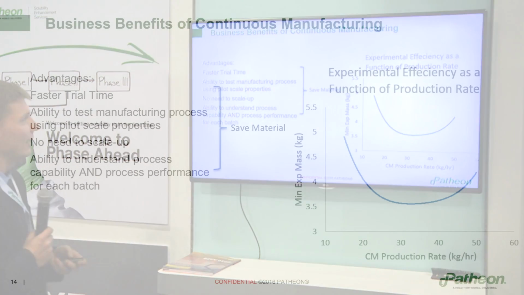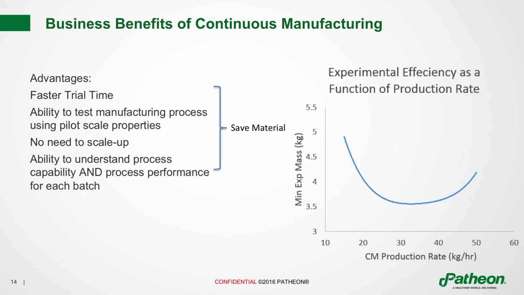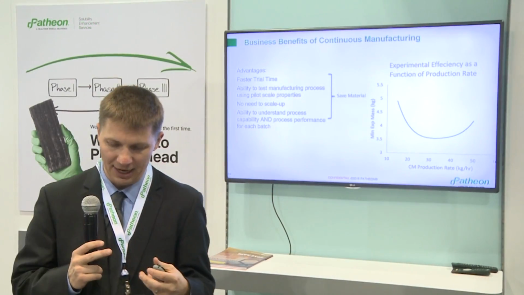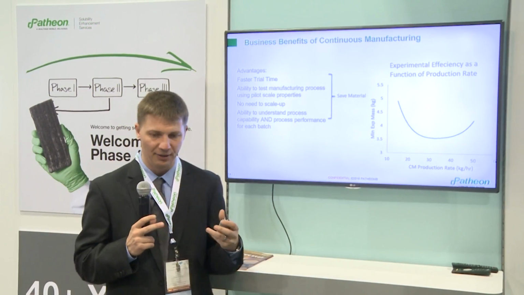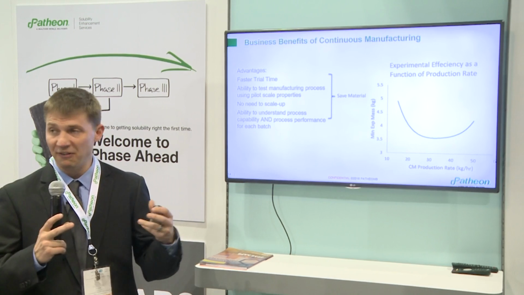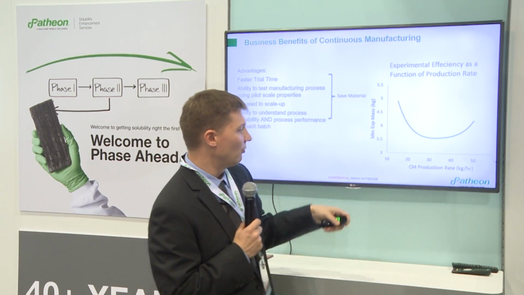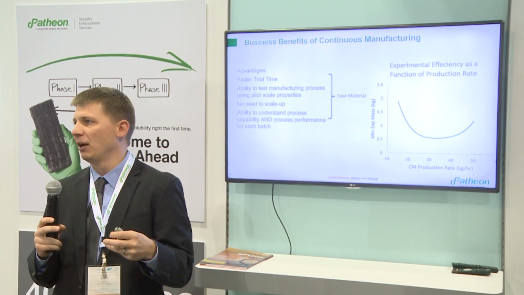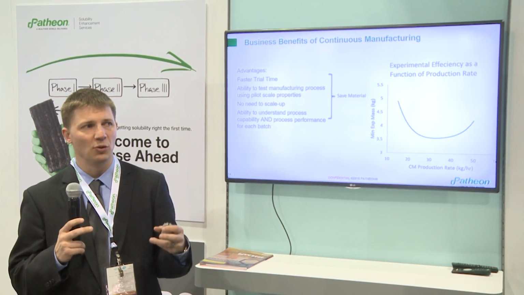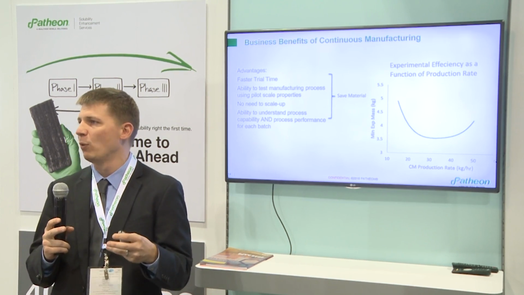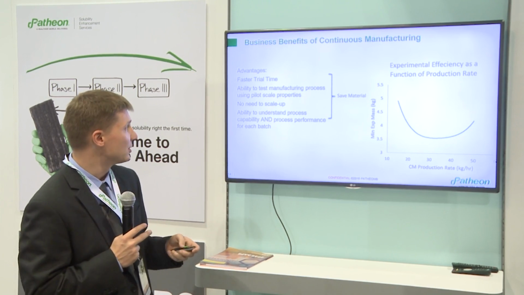So back into the advantages here. Being able to run the process as a dynamic experimental device means that what we could do is tune our line and run our line at an optimal continuous manufacturing rate, so that we get a minimum amount of material waste between different operating conditions.